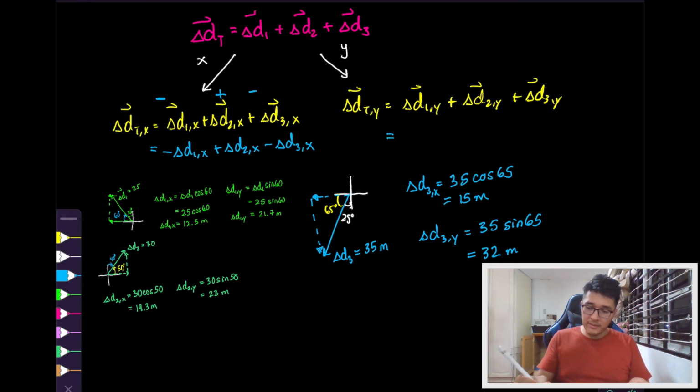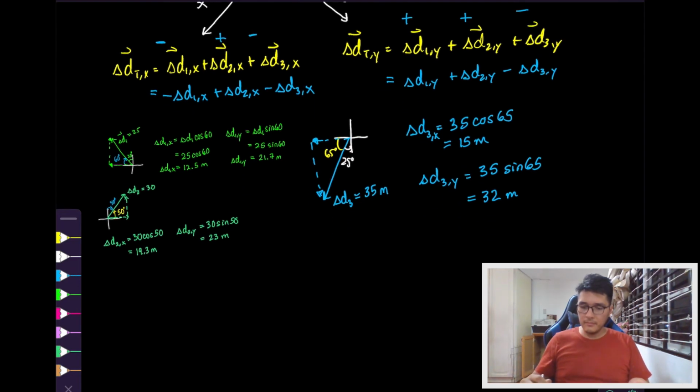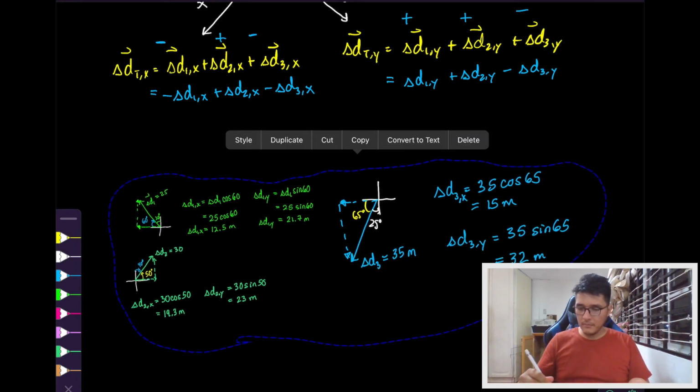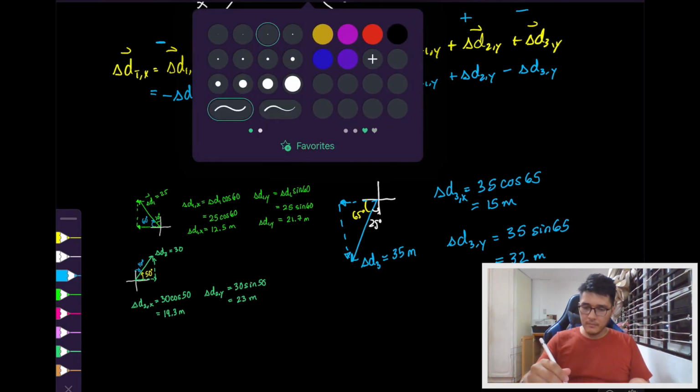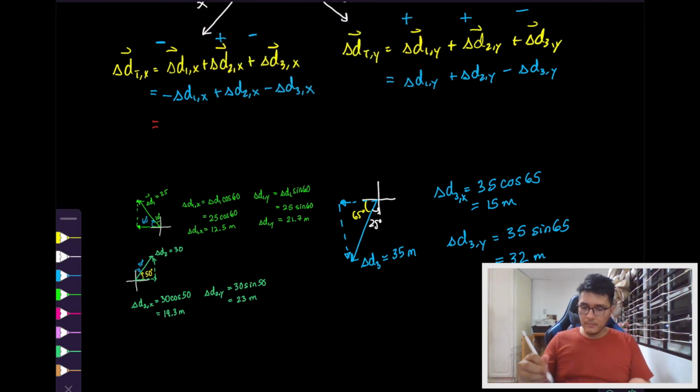For the y components, delta d1y pointed up, so it's positive. Delta d2y points up, so it's positive, and delta d3y points down, so it's negative. Okay, so now at this point we already have the negative and the positive, so we just have to put in the values that we calculated before.